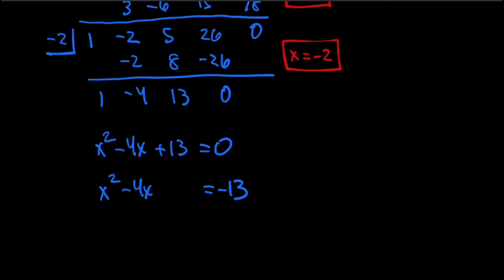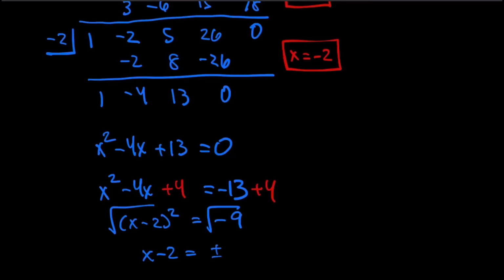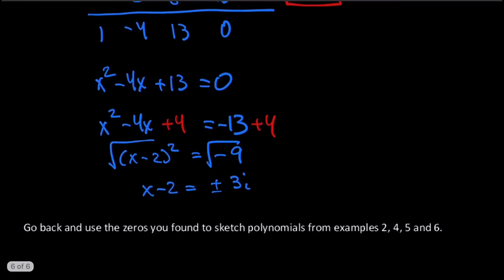All right, so half of 4 is 2. 2 squared is 4. Add 4, add 4. Here's how this factors. I don't write this step out, but it's going to be x minus 2 times x minus 2. I'm going to write that as x minus 2 squared. -13 and 4, what's that, -9? Excellent. We get to have imaginary roots here. Square root. X minus 2 equals plus or minus 3i. And the last thing we do is add the 2. So I'm going to add 2 to both sides. X equals 2 plus or minus 3i.